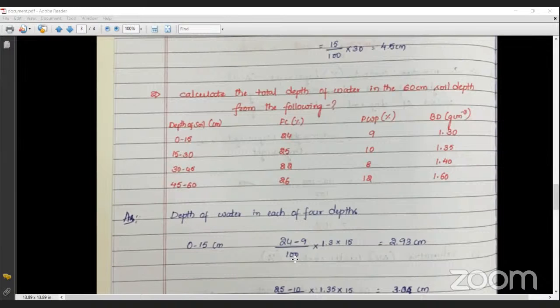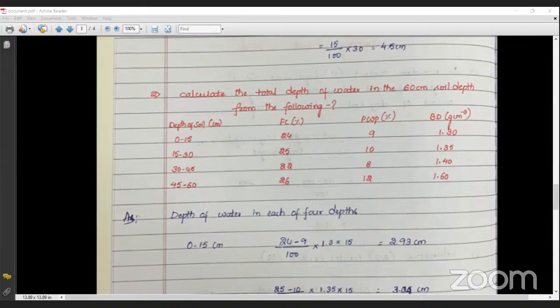What is the total depth of water in the 60 centimeter soil depth? Later I will say how to calculate and why to calculate for 60 centimeter. Now it is 24 minus 9, divided by 100, into 1.3, into 15, which gives 2.93 centimeter.